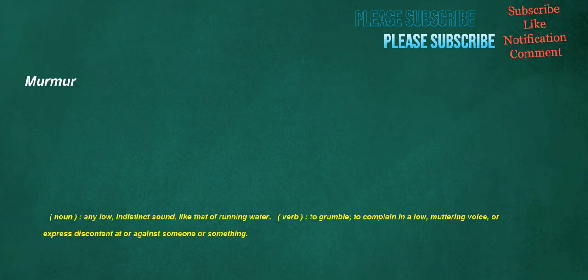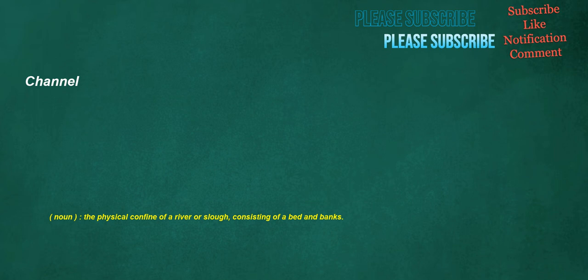Murmur. Noun. Any low, indistinct sound, like that of running water. Verb. To grumble. To complain in a low, muttering voice, or express discontent at or against someone or something. Channel. Noun. The physical confine of a river or slough, consisting of a bed and banks.